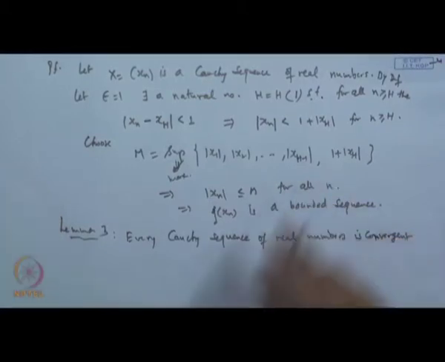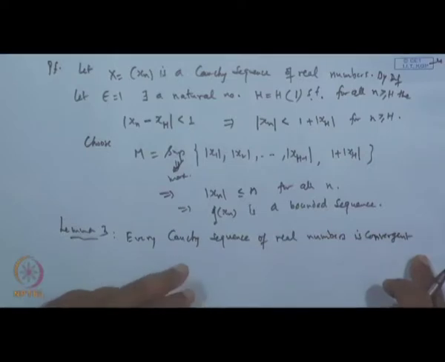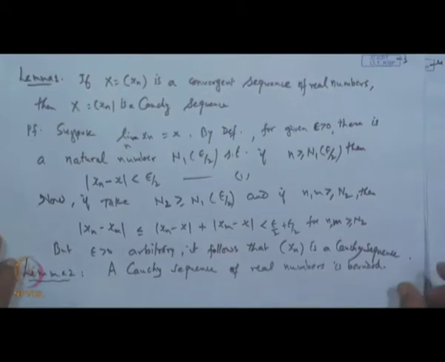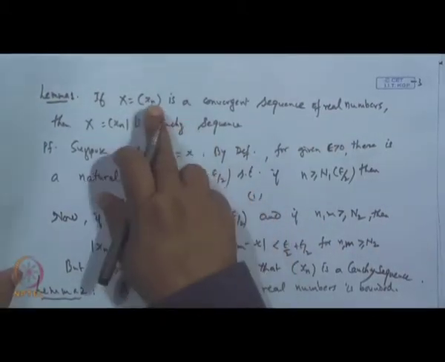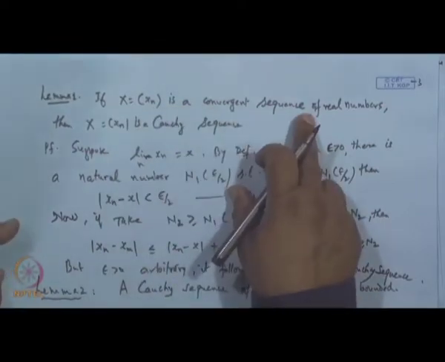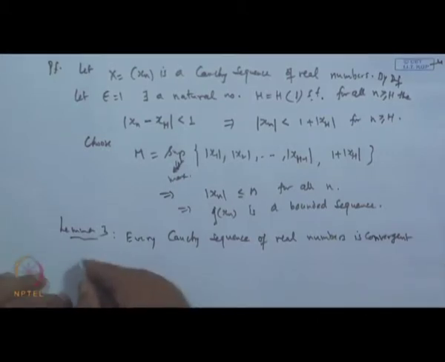So, combining first and second, a Cauchy sequence of real numbers is bounded, and we have already seen that a convergent sequence of real numbers is Cauchy. If we prove that every Cauchy sequence is convergent, then we can go for the Cauchy convergence criteria. Okay. So, let us see the proof of it.